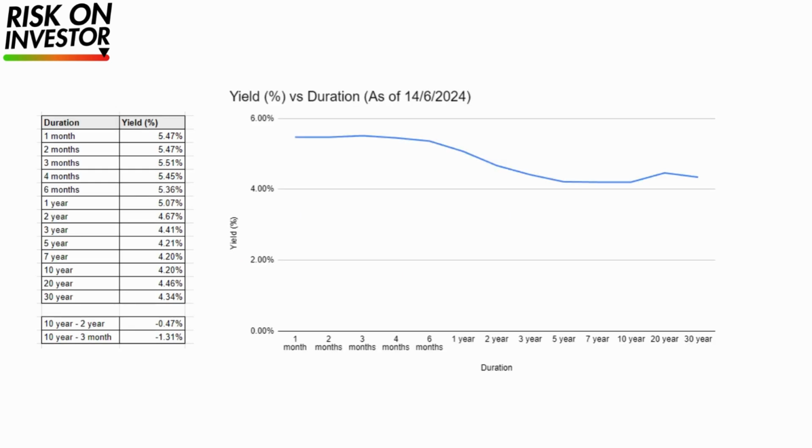So why, if longer dated debt carries more risk, is the yield higher for shorter dated debt right now?